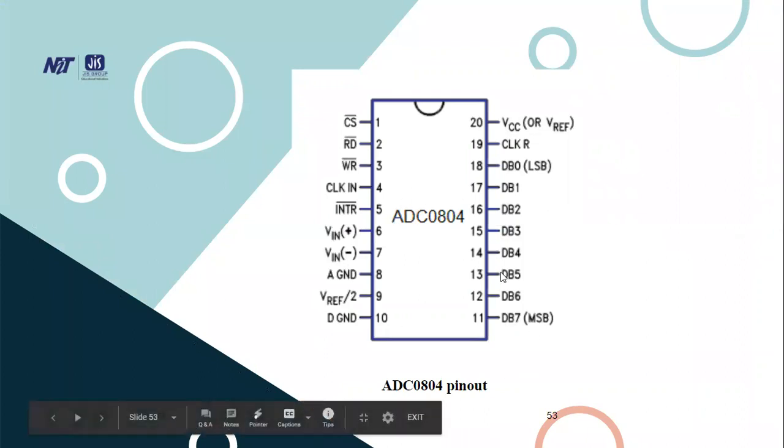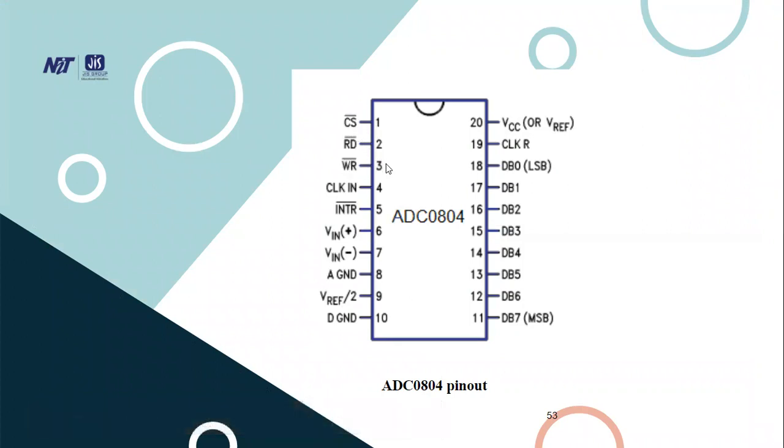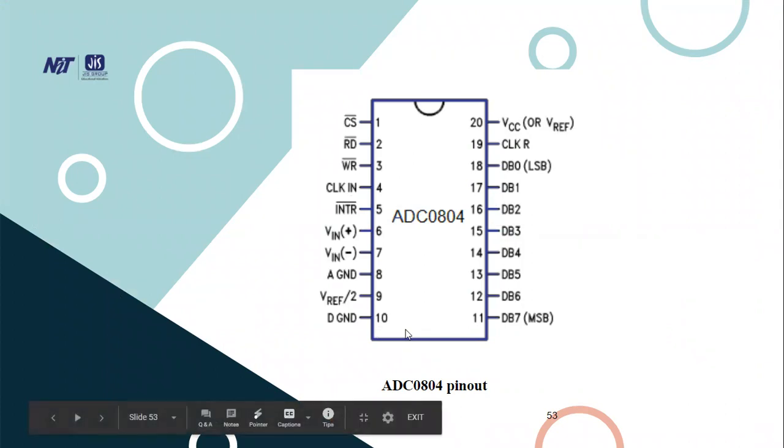So this is the pin diagram. It is 20 pin. Pin 1 is chip select. Pin 2 is read, active low. Pin 3 is write, active low. Pin 4 is clock input. Pin 5 is interrupt, active low. Pin 6 is input voltage positive. Pin 7 is input voltage negative. Pin 8 is ground. Pin 9 is V reference by 2. Pin 10 is DC ground.